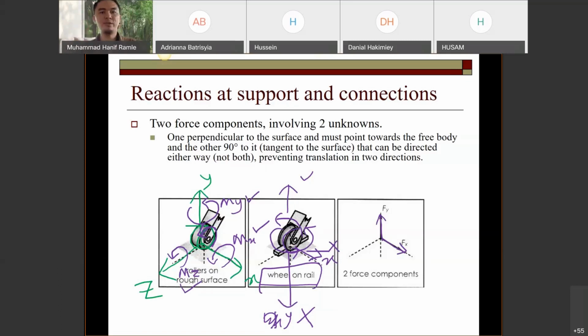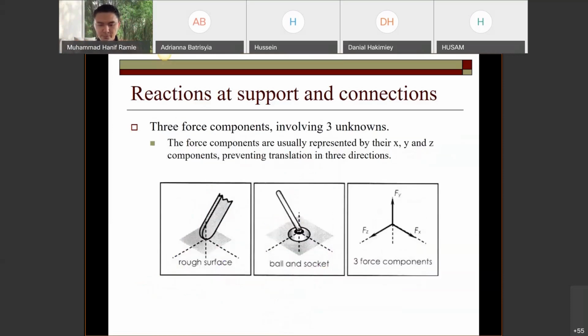So there is no restriction. Because of what? The wheel is not inside the rail. Okay, it is only touching. If the wheel is inside the rail, then the rotation is restricted. So far, any question before I proceed? No, Doctor. Okay, no, right? Very easy.